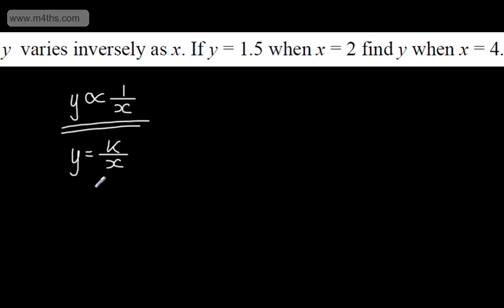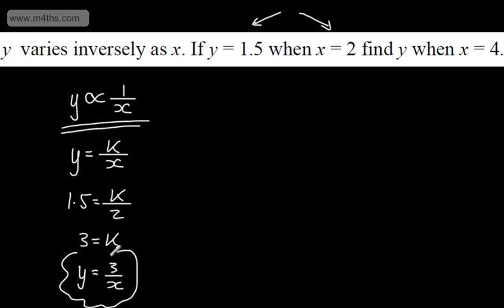At this stage, I'm going to substitute in these values. 1.5 is equal to k divided by 2. I've taken the initial conditions, or the values we're given for x and y, which will allow me to solve for k. Multiplying both sides by 2, we can see that k is going to be equal to 3. So instead of writing y is equal to k over x, y is equal to 3 over x. And this now is the relationship we have. So we want to find y when x is 4. So y is going to be equal to 3 over 4, which gives us 3/4.